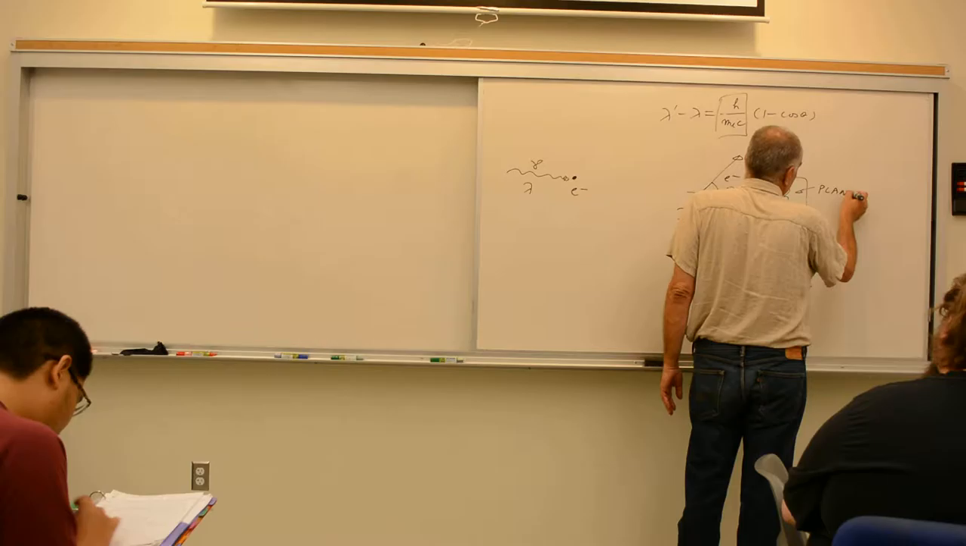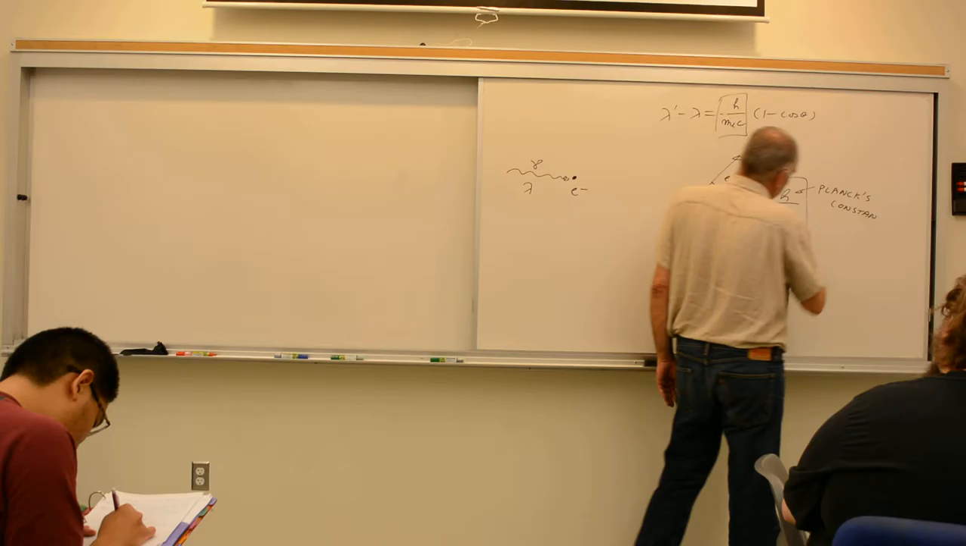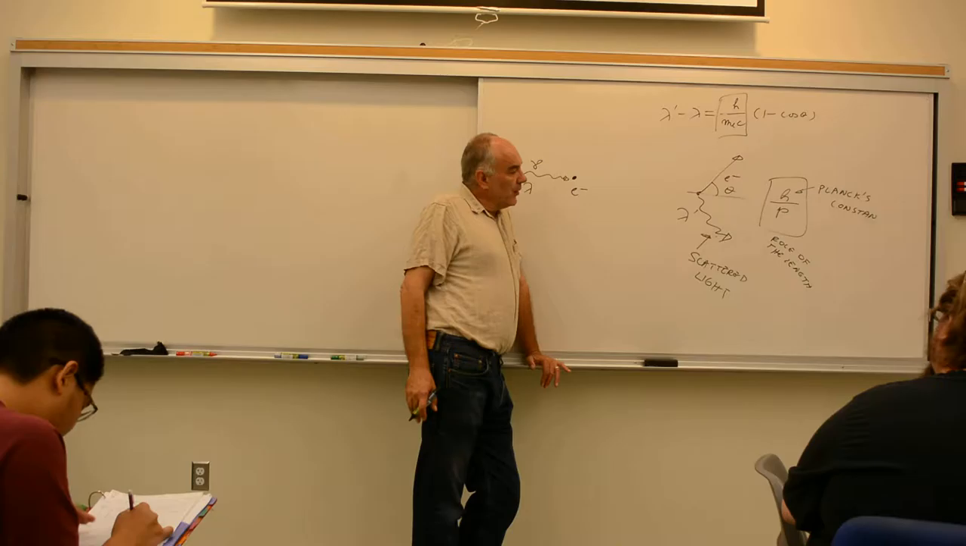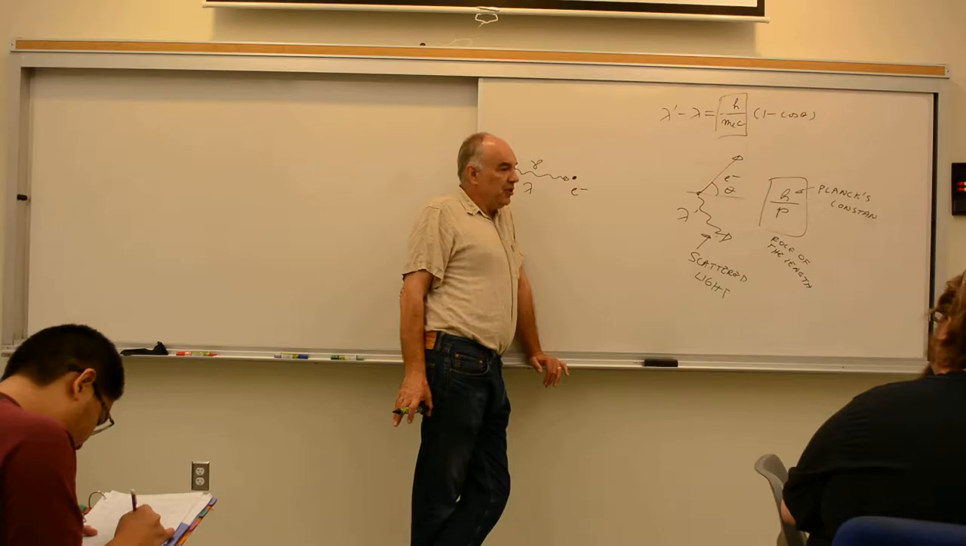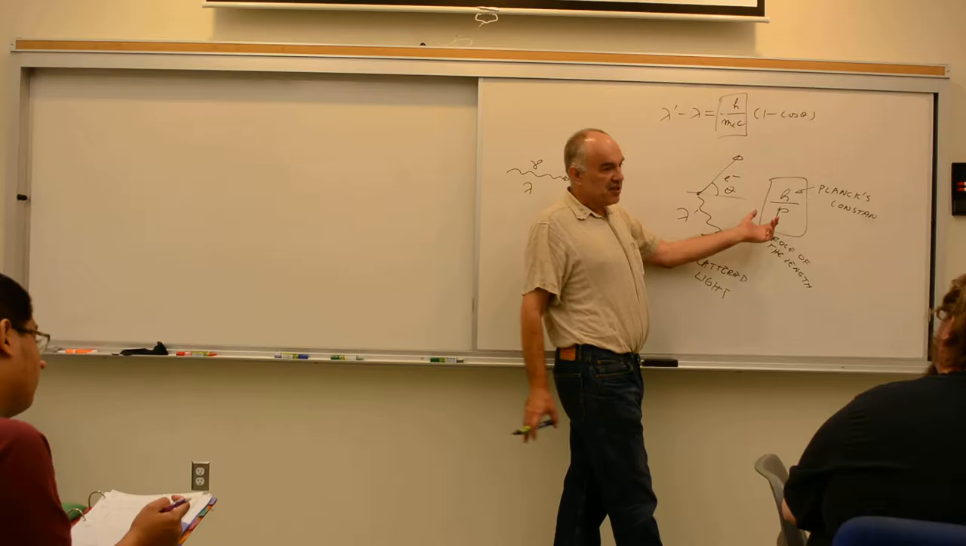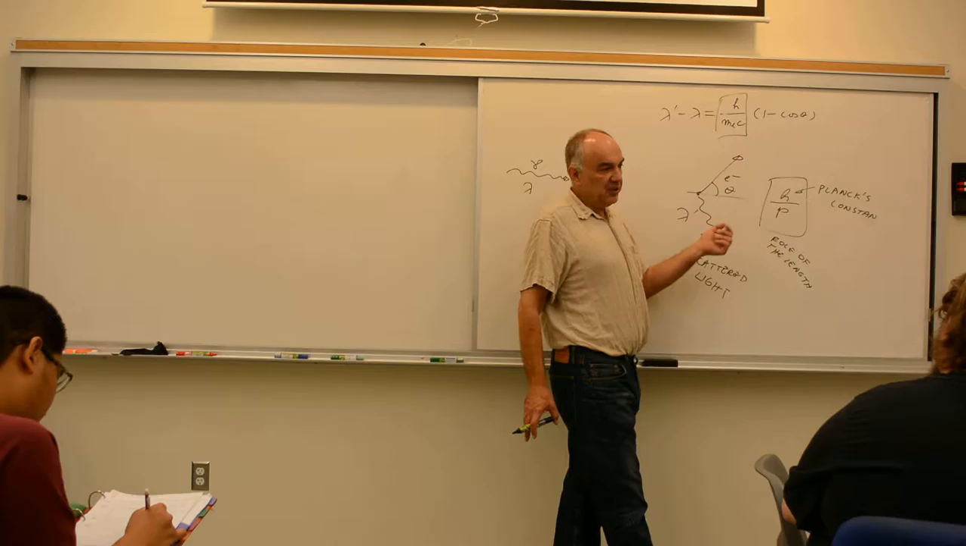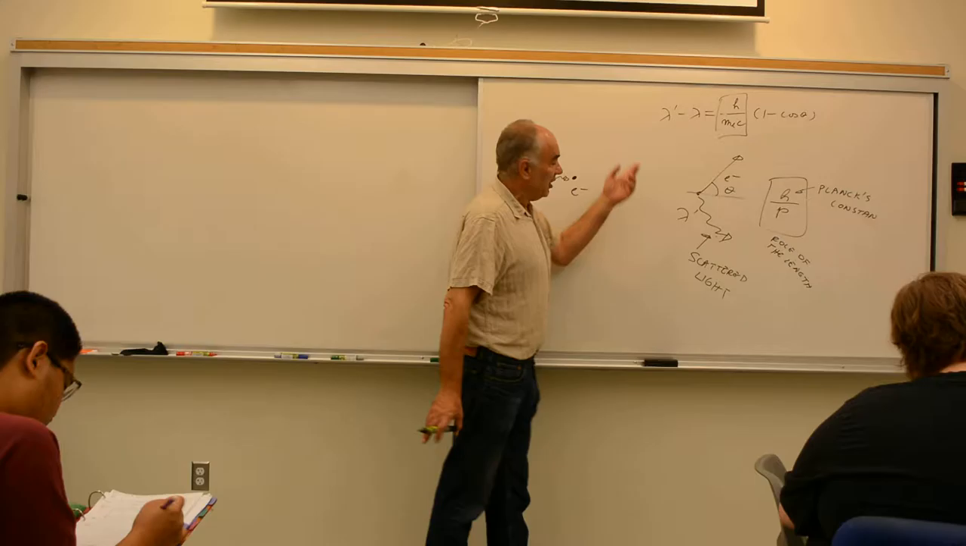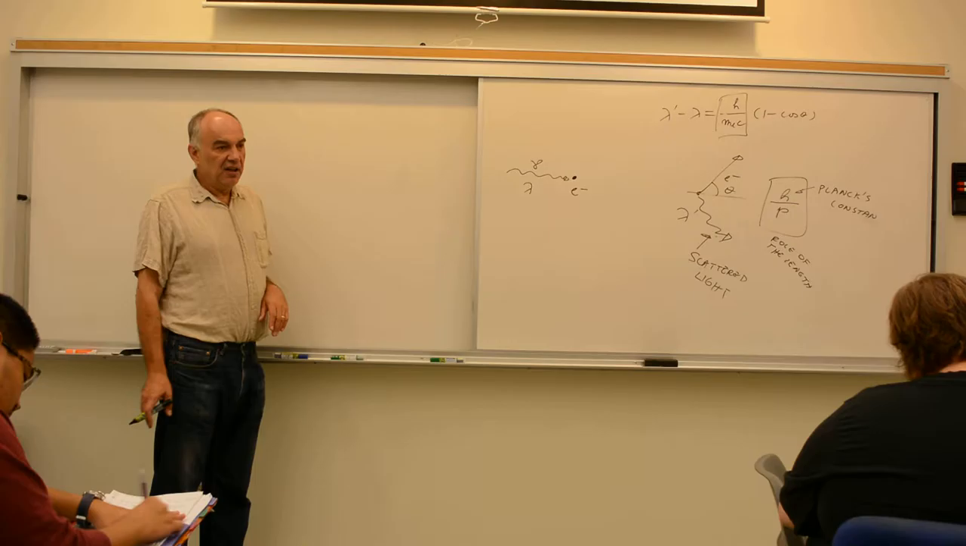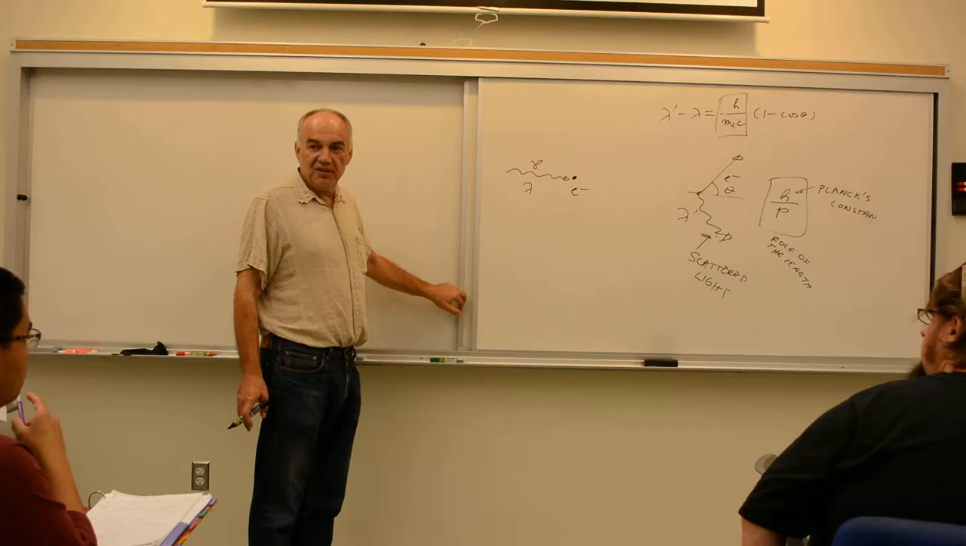The reason I'm bringing that up is because this combination, and this was Planck's constant, has a dimension of length. This realization led directly to the assumption, slightly later by Louis de Broglie, that we could think of the electron as an object which has a wavelength. This being the wavelength of the electron, in the extreme case of the Compton effect. So let me show you how this comes about.